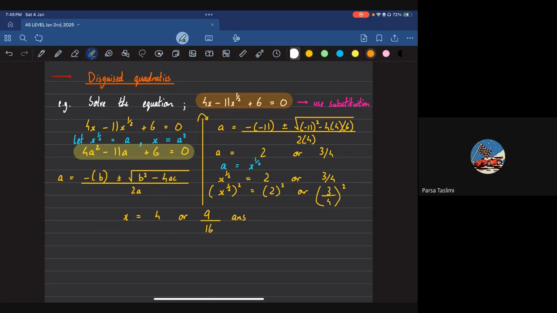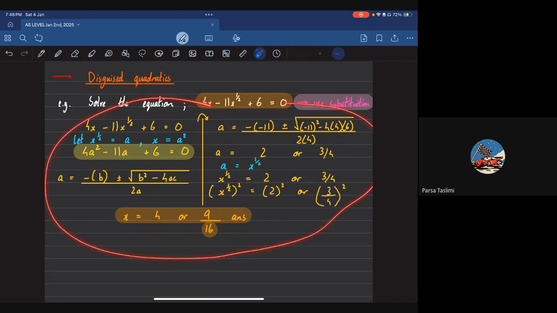Clear? This is known as a disguised quadratic question. The question wasn't explicitly quadratic. At first glance, when you look at the question, it is the furthest away from quadratic. But if you use substitution, you can make it into a quadratic question. Is this clear? All right.